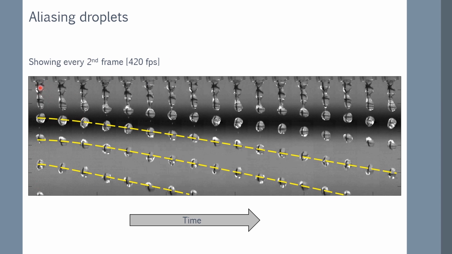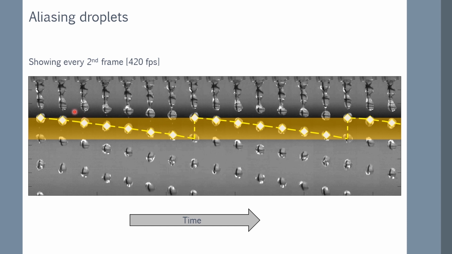So I'm showing here, every strip is one frame of the video. I'm showing every second frame, so this is effectively like showing the footage at 420 frames per second. And you see this line here, it tracks a droplet. The tracking of the droplet looks like an inverted parabola. This makes sense because the droplets are falling, and you probably know that the equation of motion under gravity is a parabola.